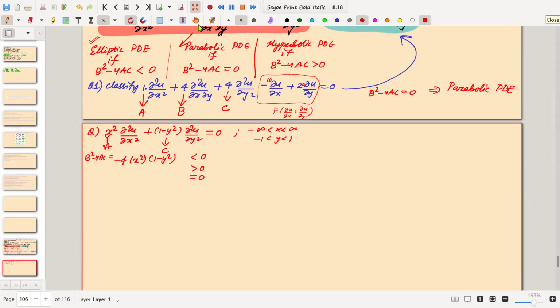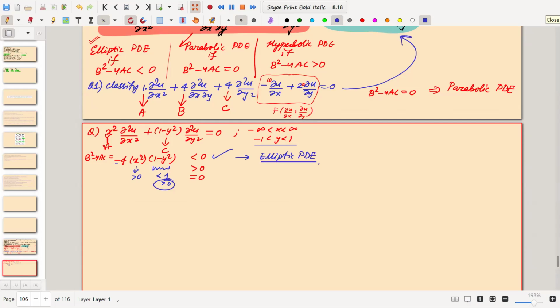Yeah, it is easy. Y is in between minus 1 and 1, so 1 minus y square will be positive only. And x square is already positive. So the minus sign is there, so it will be negative only. Isn't it? So if it is negative, yes, it's an elliptic PDE.